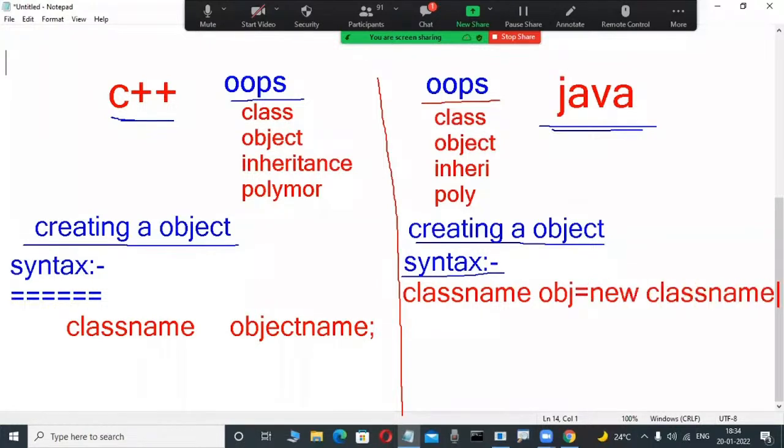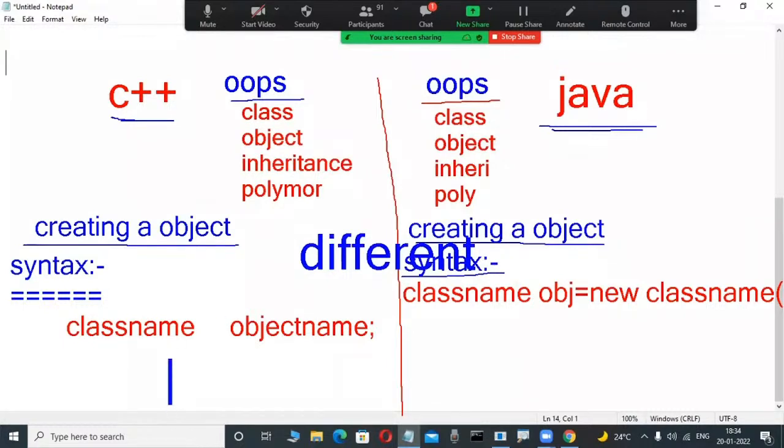Is some other syntax there or not? Yes, observe here. That's why these two languages are syntactically different. Conceptually, the concepts are the same, but syntactically they are different. And the functions are also totally different.